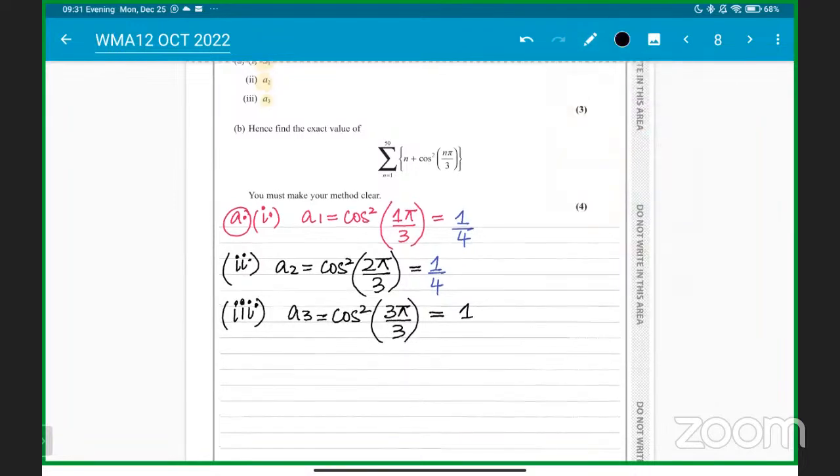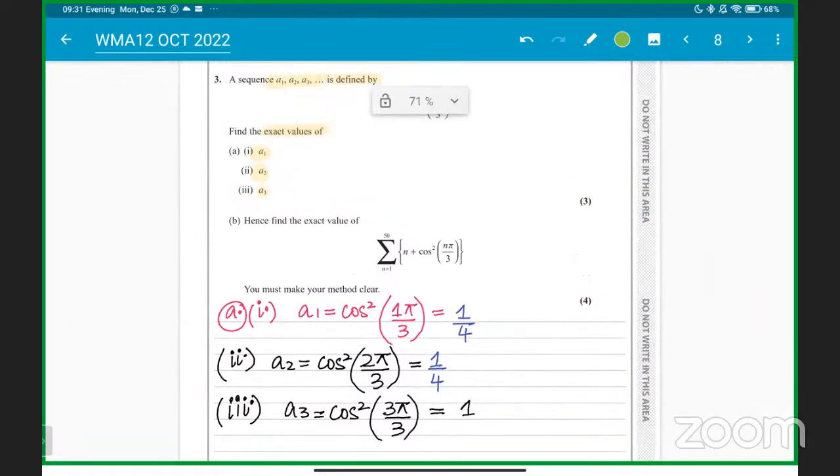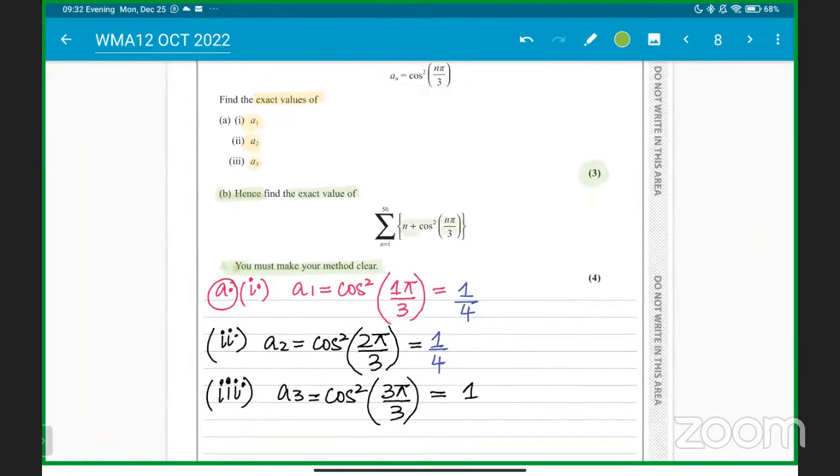Okay. Now, always remember the word hence. Because they have given you free marks, so now they will try to help you out with the 4 marks as well. Part B is hence find the exact value. You must make your method clear. You have to find the summation of this, the sum of this function from the first term till the 50th term.